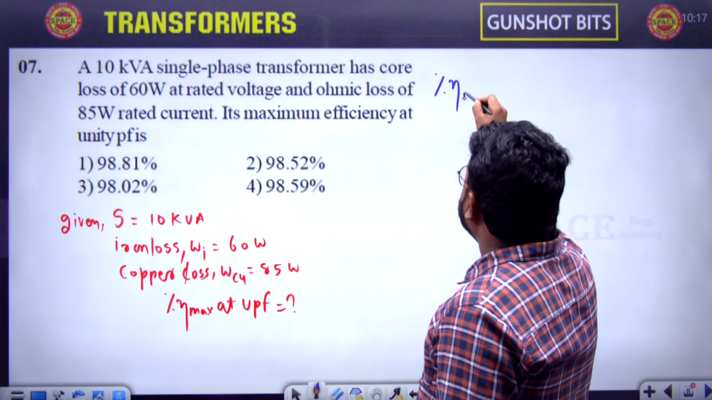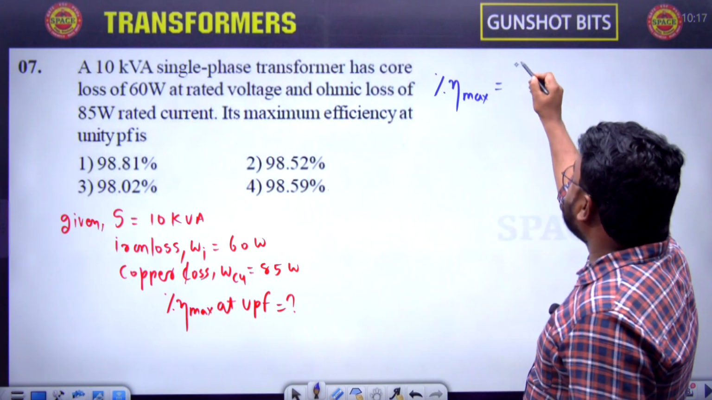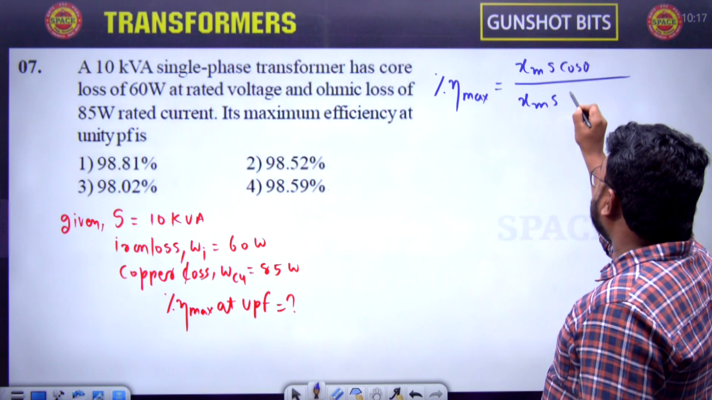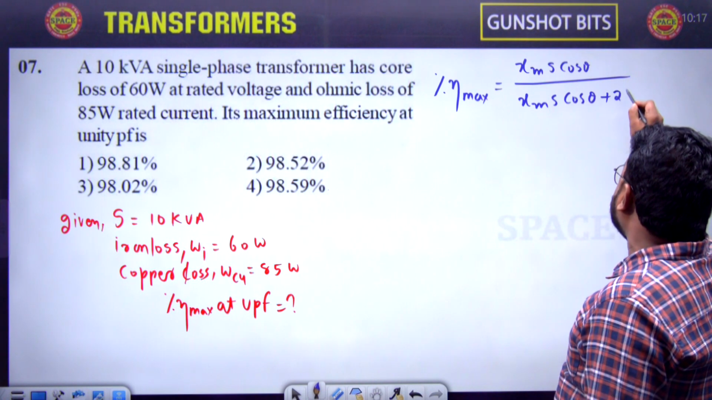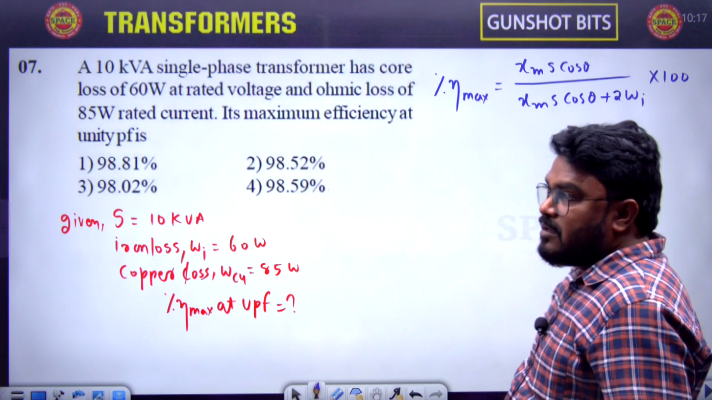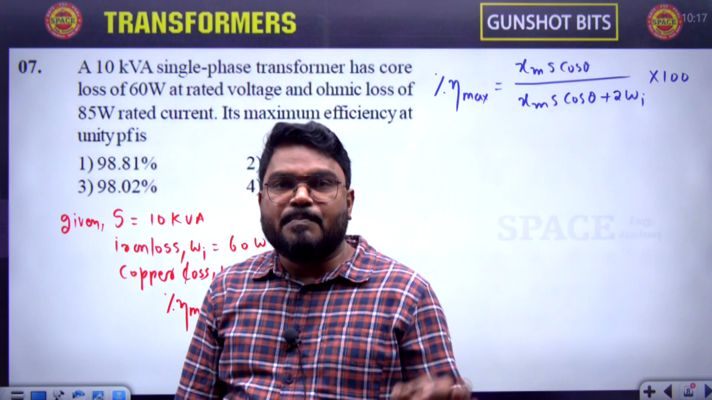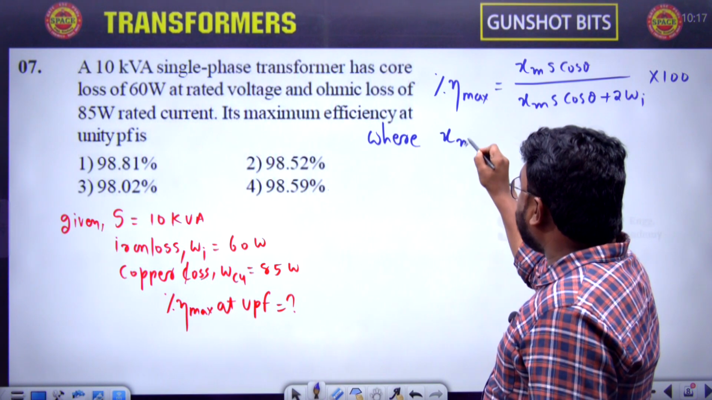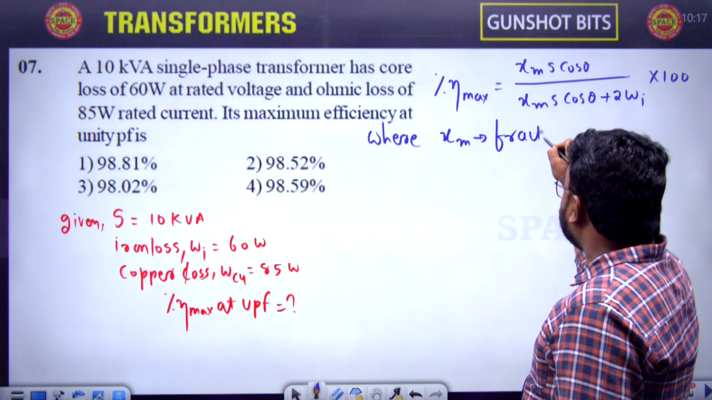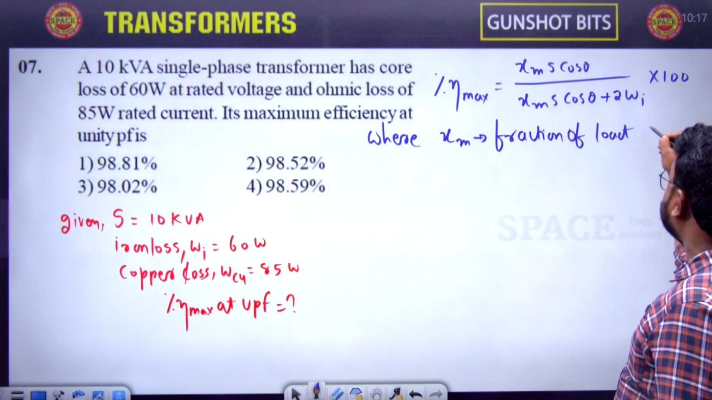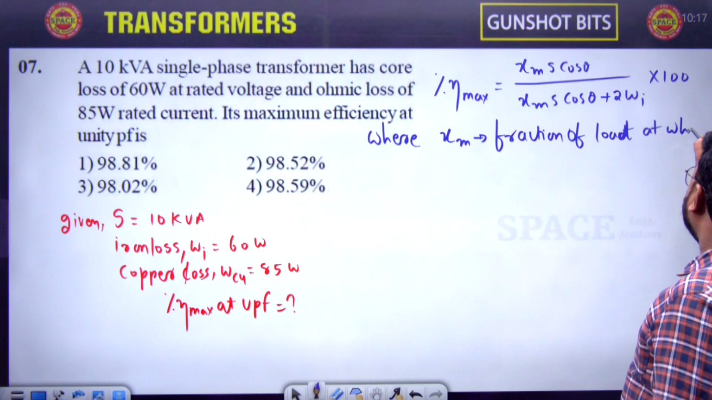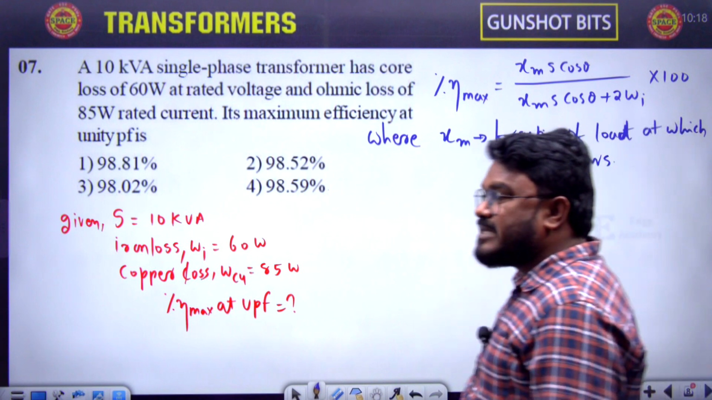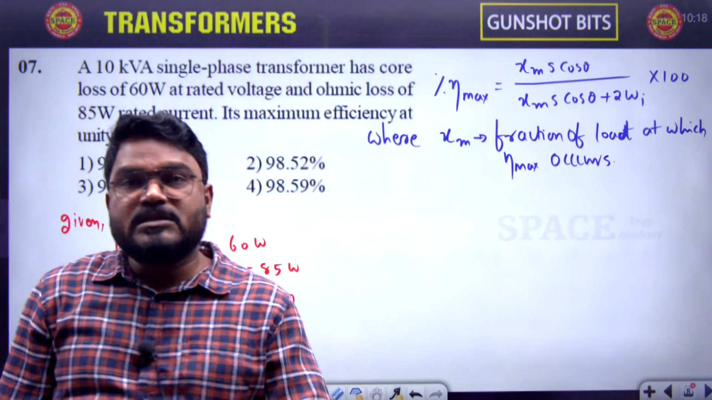The percentage maximum efficiency of the transformer is equal to Xm S cos theta divided by Xm S cos theta plus 2 times the iron losses, multiplied by 100, where S is the rating of the transformer, cos theta is the power factor, and Xm is the fraction of the load. A very important point: Xm is the fraction of the load at which maximum efficiency occurs in the transformer.